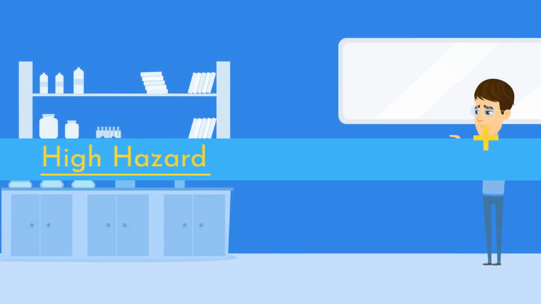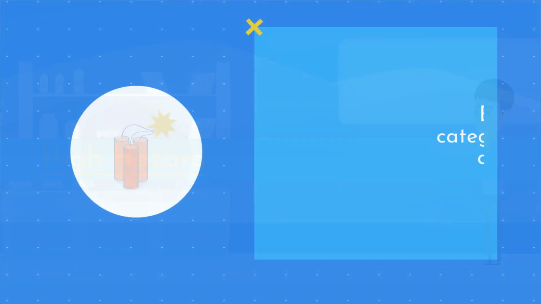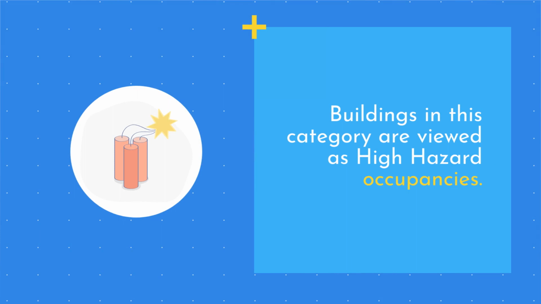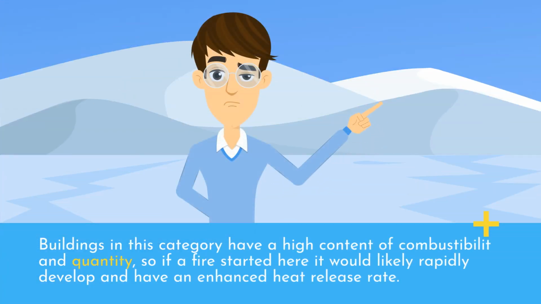High hazard. Buildings in this category are viewed as high hazard occupancies. Buildings in this category have a high content of combustibility and quantity, so if a fire started here it would likely rapidly develop and have an enhanced heat release rate.